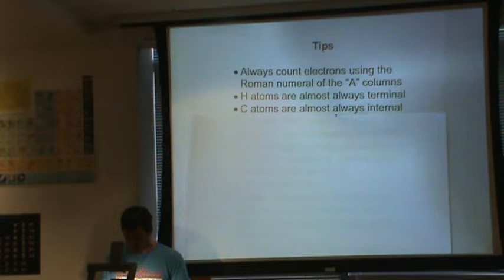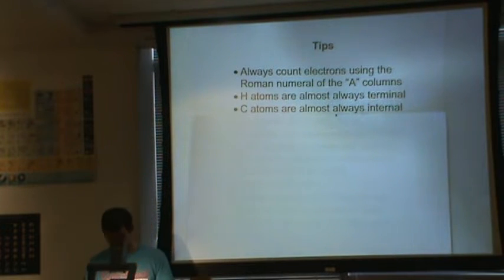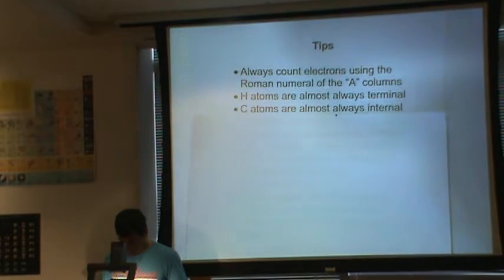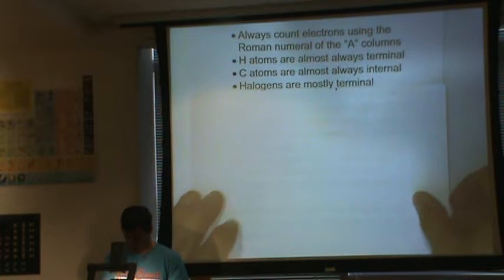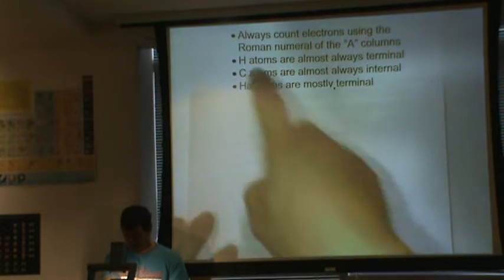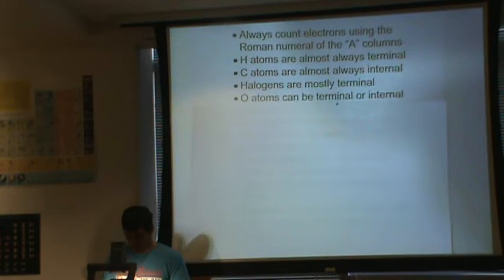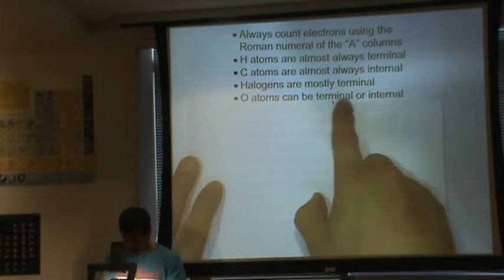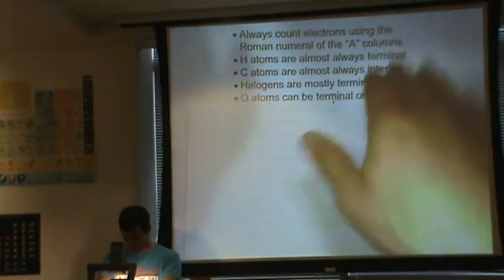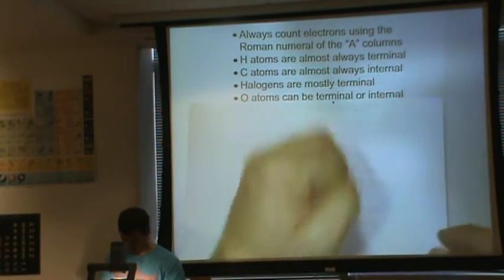Carbon atoms are almost always internal, meaning that they're in the center. Halogens are mostly terminal, meaning that they're at the ends, just like the hydrogen. Oxygen atoms can be both. They can be terminal or internal. So they can either be at the end of your molecule, like the arms, very end, or they can be the center of attention.